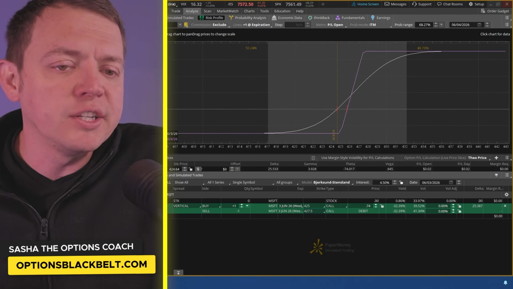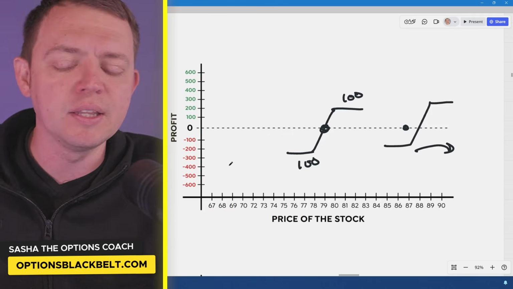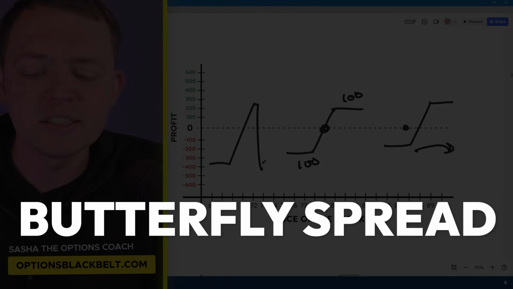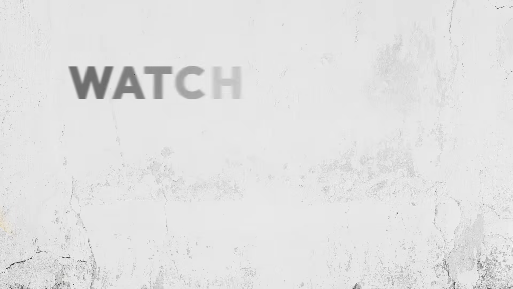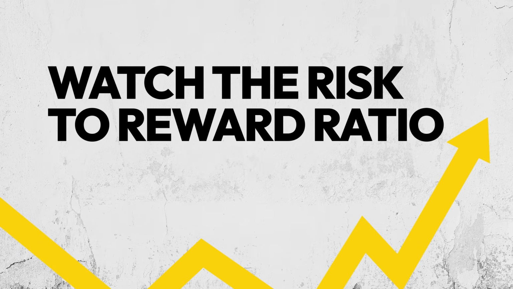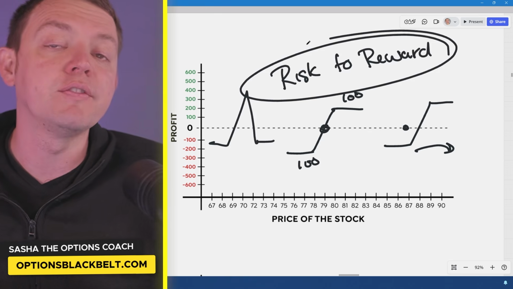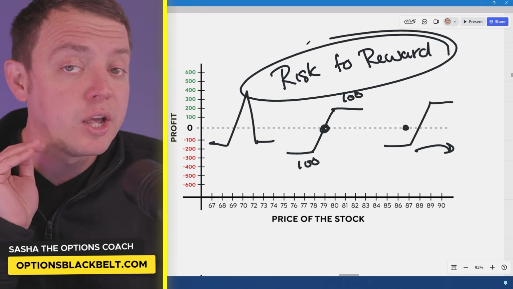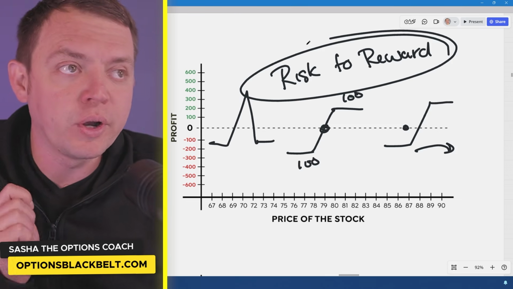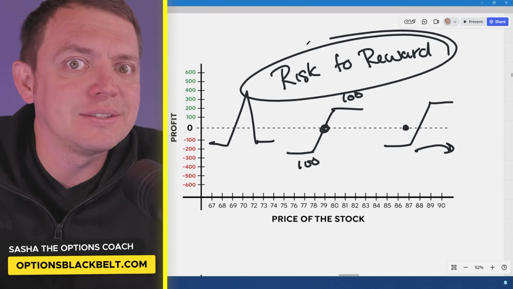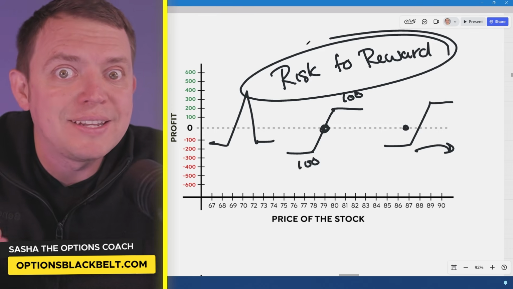Other good trades could be something like a butterfly spread. Now, I'm not saying that one is better than the other. All I'm saying is watch the risk to reward ratio. That's really what you're looking for, making sure of that risk to reward ratio. This way, if the trade fails or fully dies, you're not in huge trouble where you're risking 1,000 to make like 60 or 70 bucks, and then you're watching that trade nonstop.